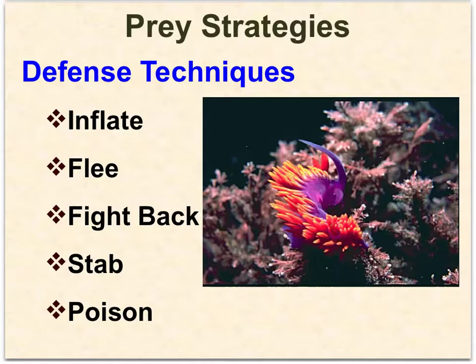Just like predators need special adaptations to catch their prey, prey needs specialized adaptations to avoid being caught. So some of those defense techniques include inflating up real big, being able to flee or fight back, stab the other, or develop a poison for their predators.